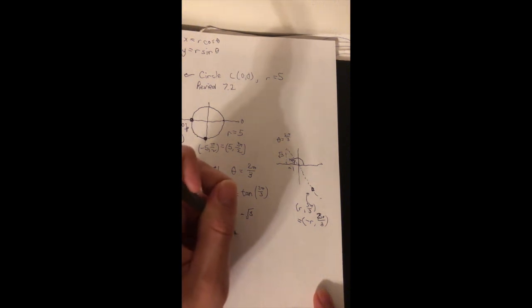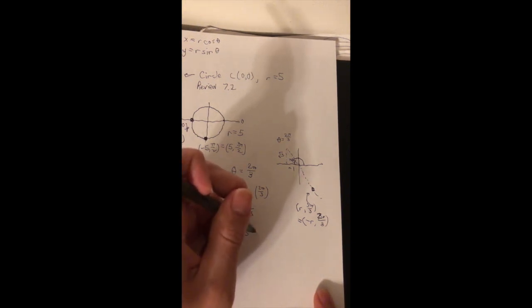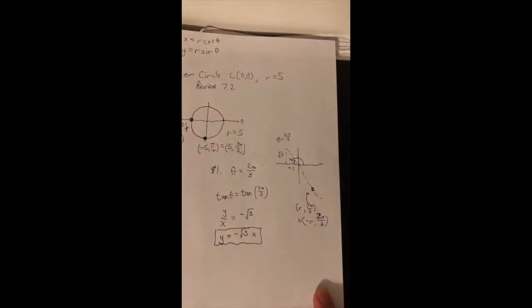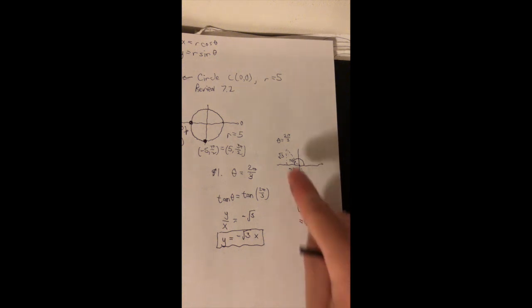So if I multiply both sides here by x, I'm going to get y equals negative square root of 3 times x. And lo and behold, that is the equation of a line through the origin. We've got a negative slope like we would expect for this line. So everything looks good there. Now let's take a look at one other example here before I let you go.